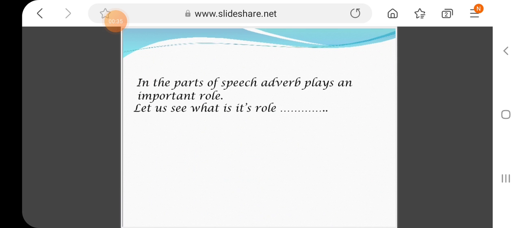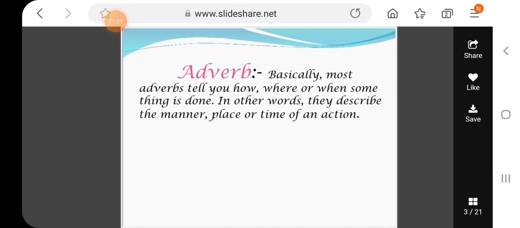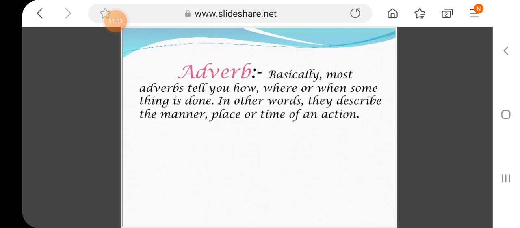So in the parts of speech, adverb plays an important role. Let us see what is that role. Before starting to know about adverb, it is more important to know what a verb is. All of you must know that a verb is a word in a sentence which is an action, a work that is being performed. Verb is basically an action or the main idea of the sentence.